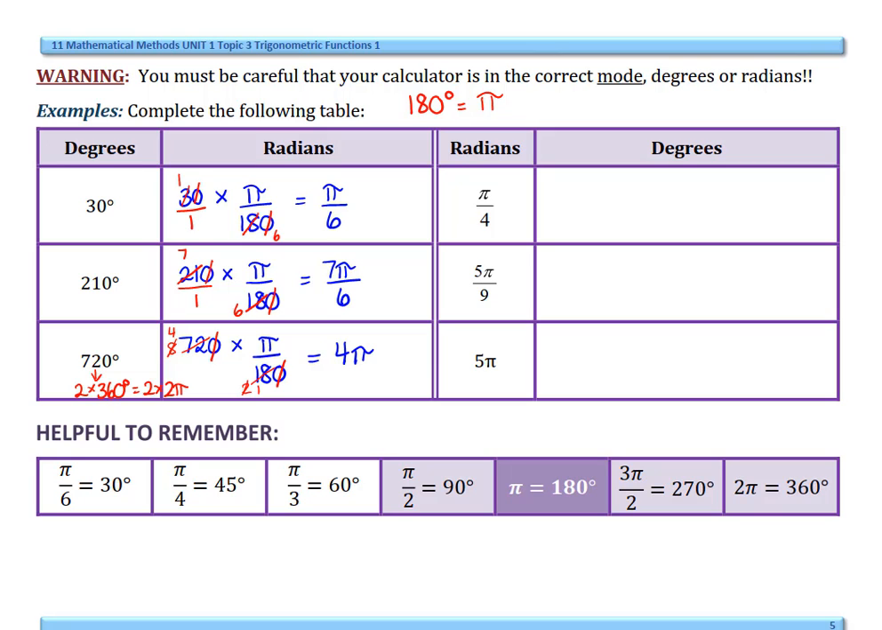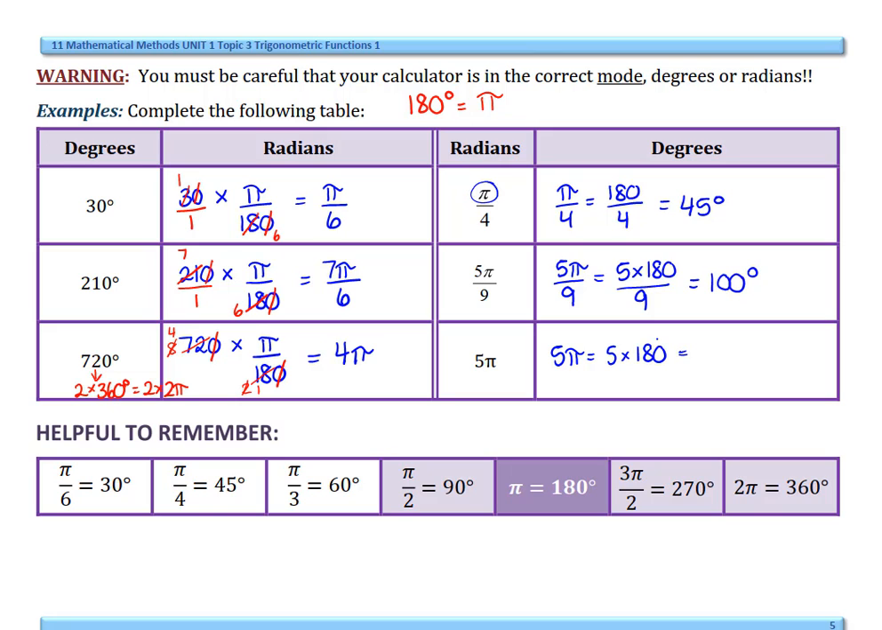Now to go from radians to degrees, it's a lot easier. You can just change the pi to 180 degrees. So pi on 4 is 180 divided by 4. 180 divided by 4 is 45 degrees. So 5 pi on 9 is going to be 5 times 180 divided by 9. And that is 100 degrees. 5 pi is going to be 5 times 180, which is 900 degrees.